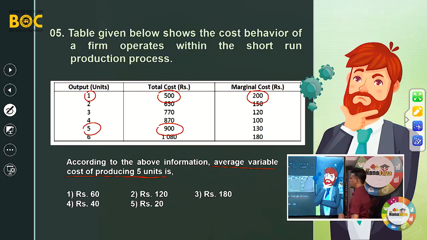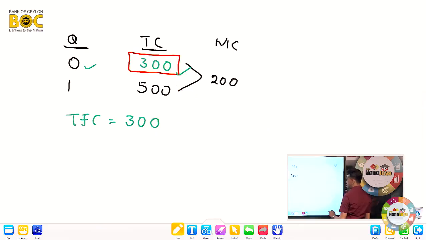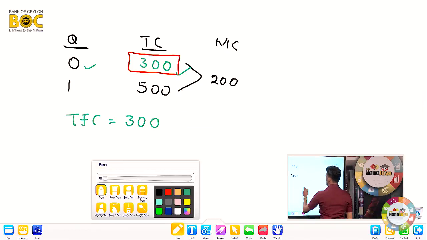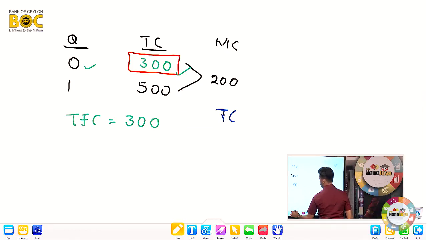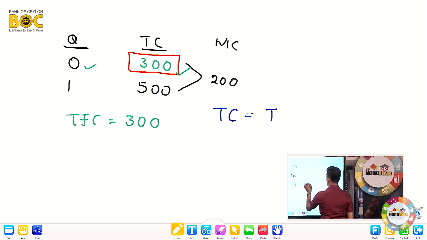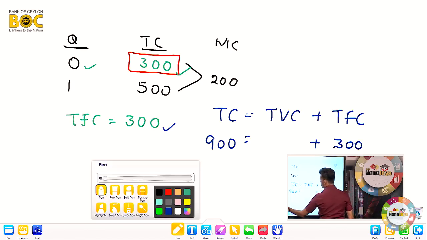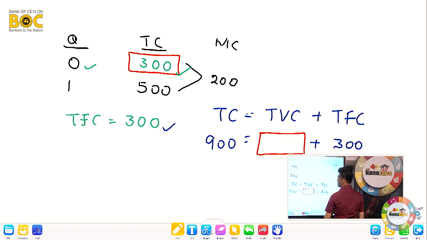Now, if we go back to the question, you can see that when the output is 5, the total cost incurred by the firm is 900. Again, total cost comprises total variable cost and total fixed cost. Total cost of producing 5 units is 900. We calculated the total fixed cost of the firm, it is 300. So therefore, the total variable cost of producing 5 units is rupees 600.